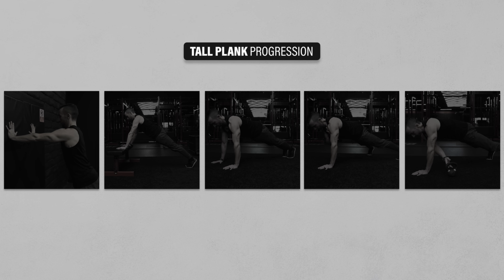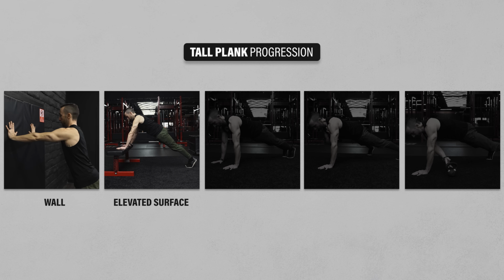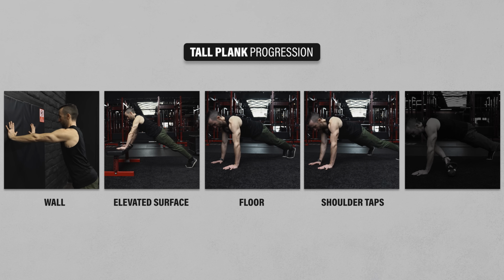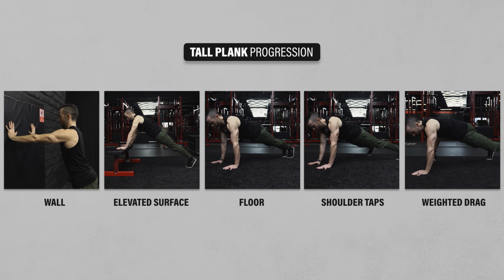The next option is a tall plank progression. Begin with your hands on a wall or elevated surface, progress to the floor, then to shoulder taps, where you tap your opposite shoulder in an alternating fashion while minimizing trunk movement, and finally to a weighted drag. For each level, think about pushing the floor away from you.